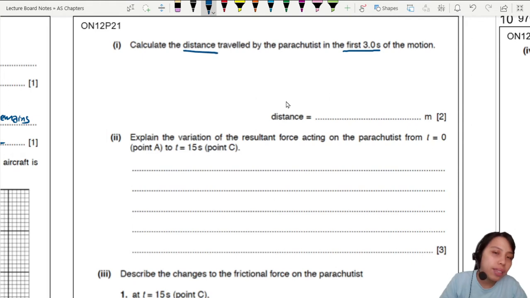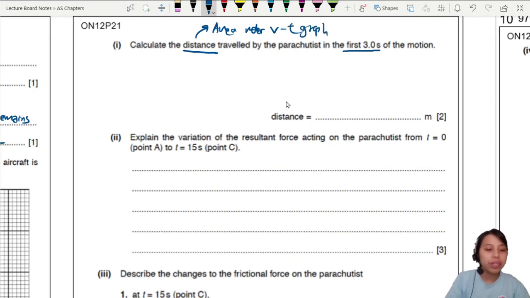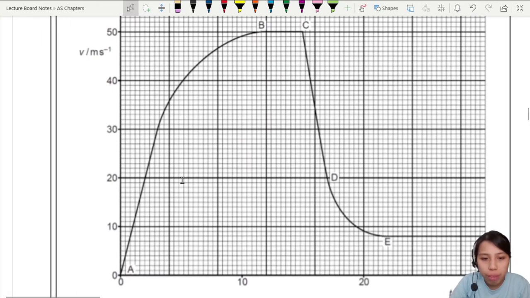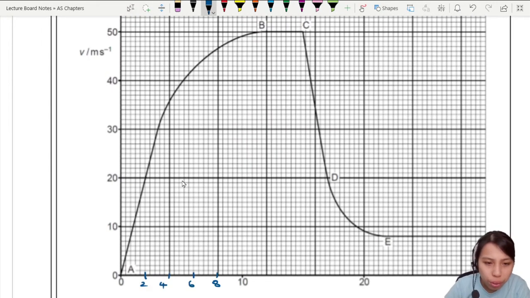You want to find distance. That would be the area under the v-t graph for the first 3 seconds. Where would that be? This graph is so hard to read. Okay, I'm going to try my best. This is 2, 4, 6, 8, 10. So 3, I'm guessing, is somewhere here.